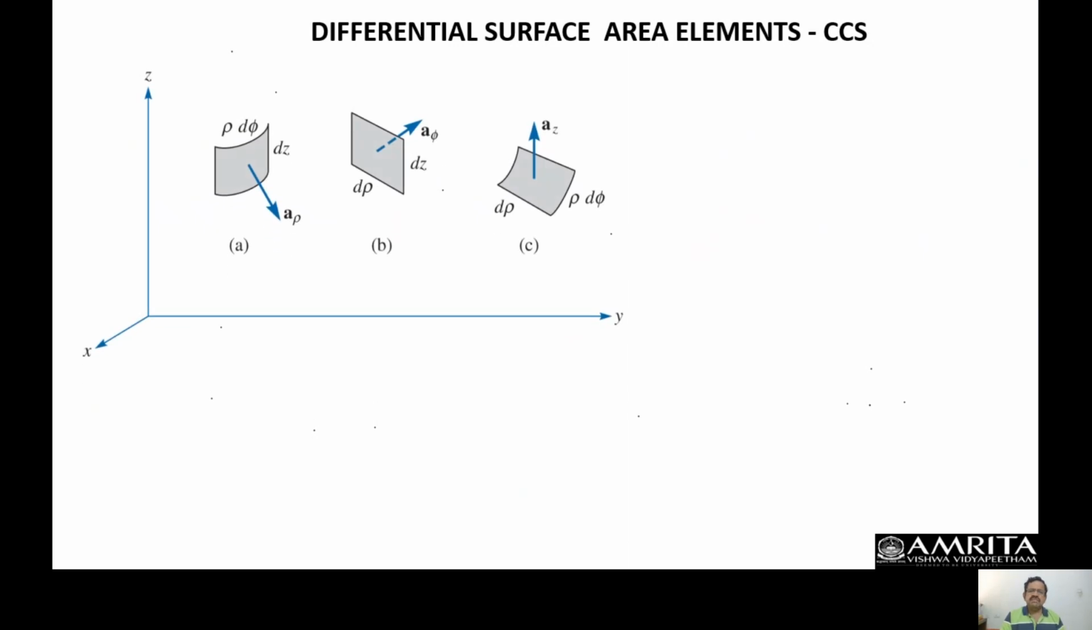Now we have already seen the line elements. Now we can go to the surface area element, which is shown here. Along the a rho direction, when the surface is perpendicular to a rho, the magnitude of the infinitesimal surface area element is going to be rho d phi dz. When the surface is normal to the a phi direction, the surface area element is going to be dz d rho. When the surface is perpendicular to the az direction, the surface area element is going to be rho d rho d phi. Okay.